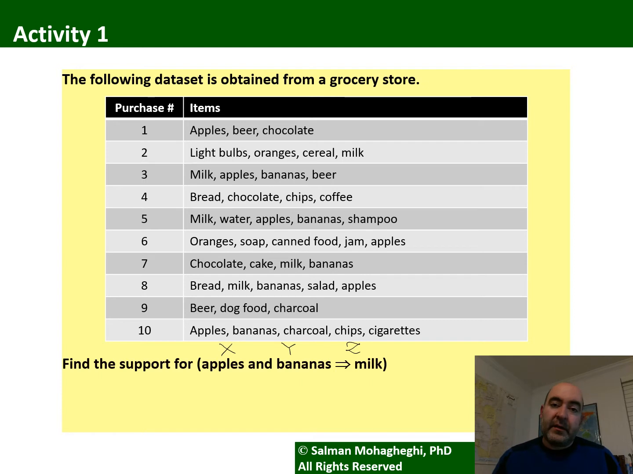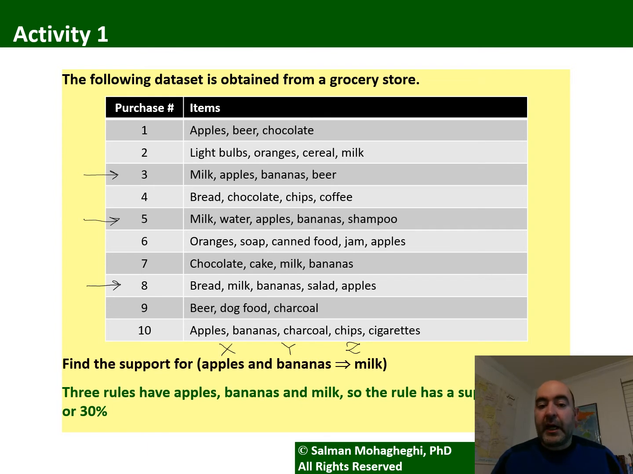So in this case, I'm looking at the number of data instances that have X, Y, and Z, so all three. So apples and bananas, I only have apples for the first one. For the second one, I don't have any of them. I have apples and bananas and milk for customer number 3. Then bread, chocolate, chips, and coffee, milk, water, apples, and bananas, so number 5 as well. Number 6 doesn't have all of them, 7 doesn't have all of them, and then number 8 has all 3. Number 9 and 10 do not have all 3. So 3 out of the 10 total customers have apples, bananas, and milk. So the support for this would be basically 3 out of 10 or 30%. So this rule, apples and bananas, then milk, has 30% support based on this data set that we have.